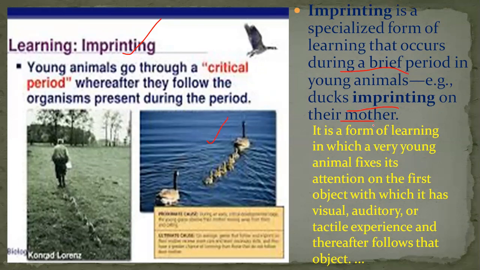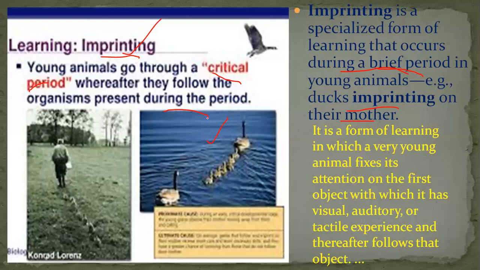It is a form of learning in which the animal fixes its attention on the first object it sees, whether visual, auditory, or whatever it is. That brief time period, which is very important for imprinting behavior, is the critical period. Young animals, especially birds, go through this critical period, after which they follow the organisms present during it. That is very important regarding bird behavior.